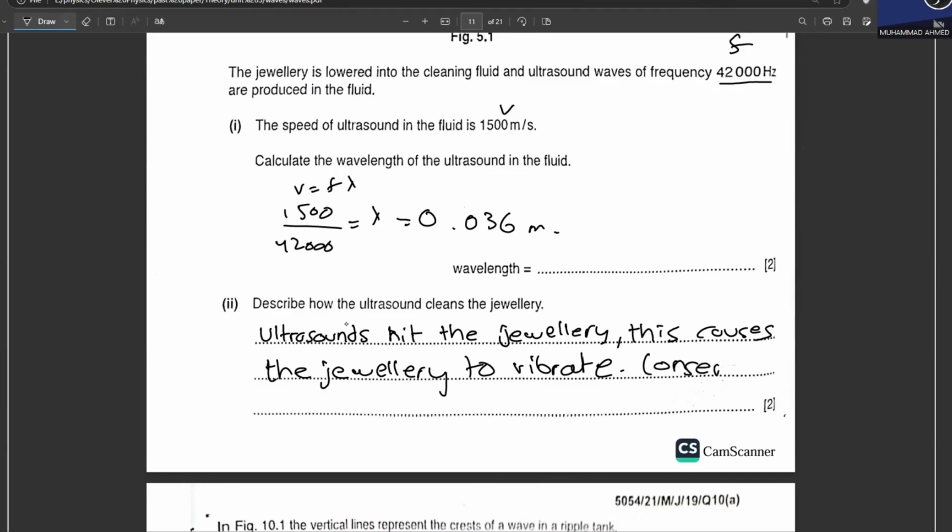Consequently, dust particles loosen up and fall. Simple. Let's further move ahead to the next question.